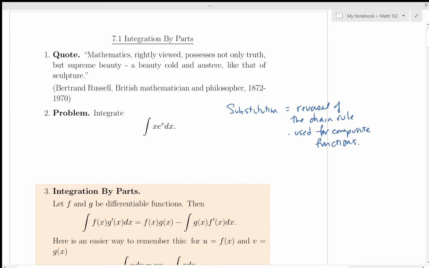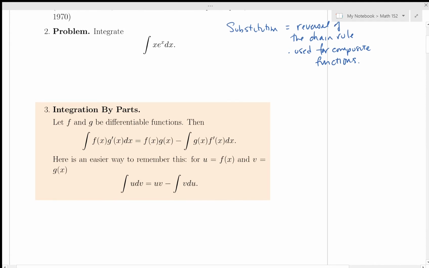And now we have a problem to integrate this, and we don't obviously see the derivative of one part of the function somewhere else. So we have a different method for this, and that is going to be integration by parts. Okay, so we're letting f and g be differentiable functions. Then the integral of f of x g prime of x dx is f of x times g of x minus the integral of g of x f prime of x dx. So that is the basic rule for integration by parts.